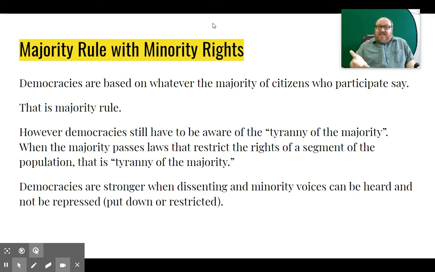Okay? We have had that happen. There are a lot of people that are still upset over it. Same-sex marriage is an issue where there was tyranny of the majority. Still, a lot of LGBTQ rights are a subject of tyranny of the majority. The majority voted certain ways, and it restricted the rights of that segment of the population. So regardless of what you may think of the gay or LGBTQ lifestyle, voting against giving them the same rights that every other individual has in the country is tyranny of the majority.